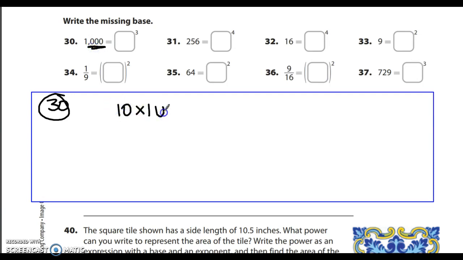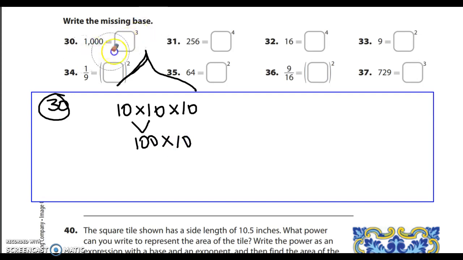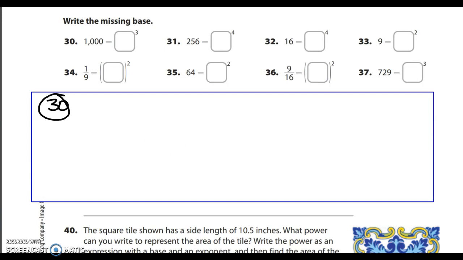What is 10 times 10 times 10? Now, are you wondering why I got 3 of them? It's because there's a 3 here. That means that there are 3 numbers. So 10 times 10 is 100. Times 10 is 1,000. So I guessed it right. It's 10. The answer is 10 to the 3rd power.